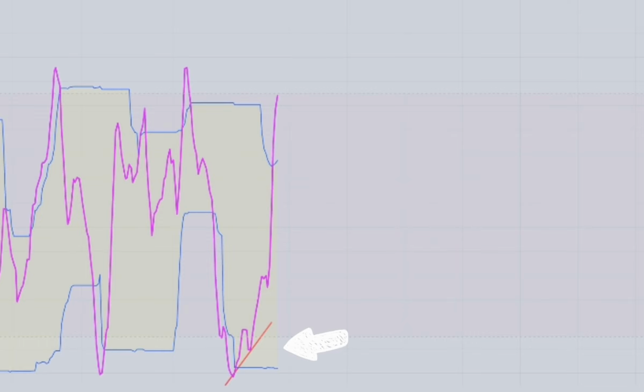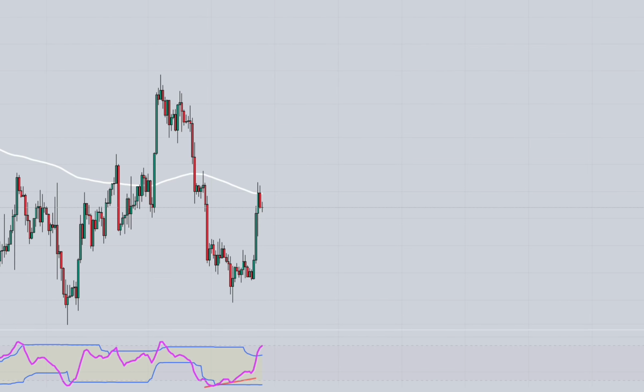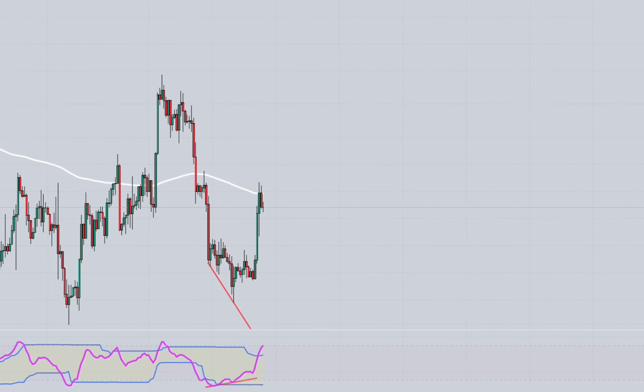Right here, we can see a divergence between the cRSI indicator in the oversold zone and the price action. This could be a clue that the downtrend may be reversing soon, but we'll need to wait for the price to cross above the 200 EMA and for the cRSI indicator to confirm this crossover before taking any action.